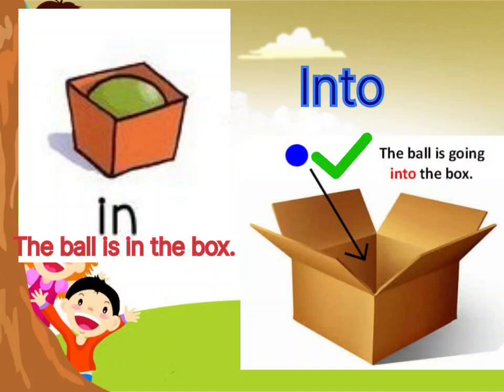For example, the ball is going into the box. Ball box के अंदर जा रही है. Means वो moving position है. Then we use into. Static position in, moving position into.